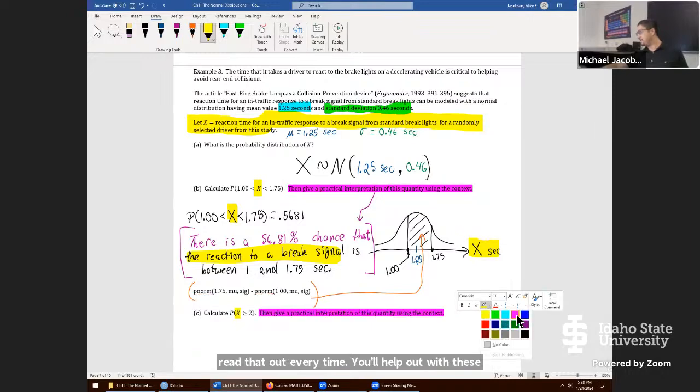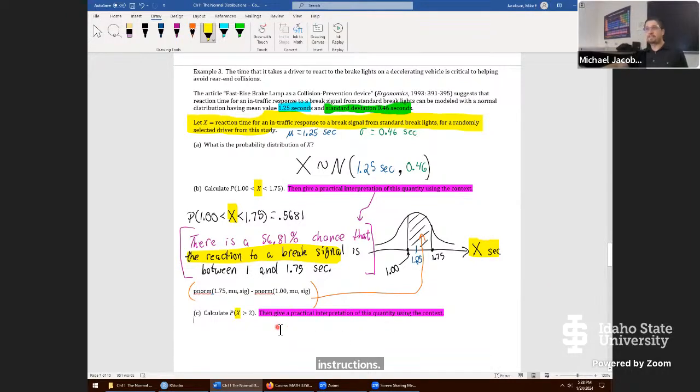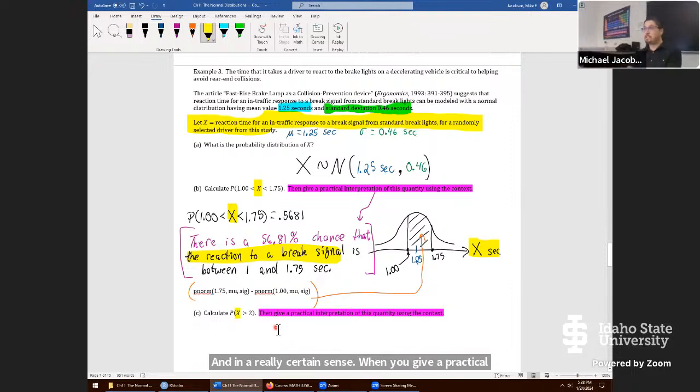And in a really certain sense, when you give a practical interpretation to a probability, this is kind of the real deal for the course. This is statistical methods of communicating your results once you see these kinds of responses right here. So these instructions are going to become really, really common. I'll try to say it in the same way, and we'll say what we mean when we mention context.